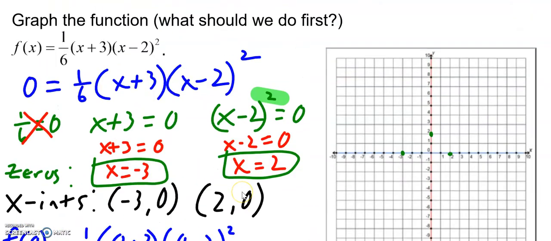So why do I care about that? Well, then I know that my graph is going to look something like this. Those are supposed to be arrows on the end. And this is supposed to be a bounce, not a sharp turn. So I apologize that I made that kind of drastic. And I know that because of the multiplicity of 2. Remember, this x-intercept had a multiplicity of 2, which is even. And if we have an even multiplicity, then on the graph it has to bounce.